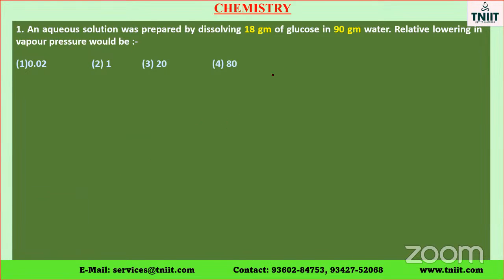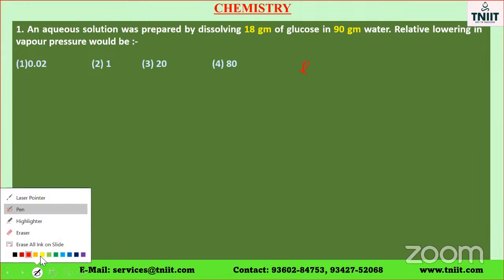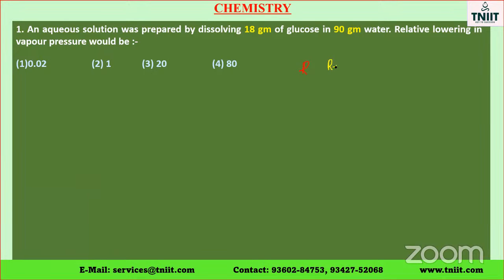Now, there are 4 colligative properties. One is relative lowering of vapor pressure. According to Raoult's law, P naught minus P divided by P naught is called the relative lowering of vapor pressure, which is equal to the mole fraction of the solute. nB is the number of moles of solute, nA is the number of moles of solvent. This is the colligative property.